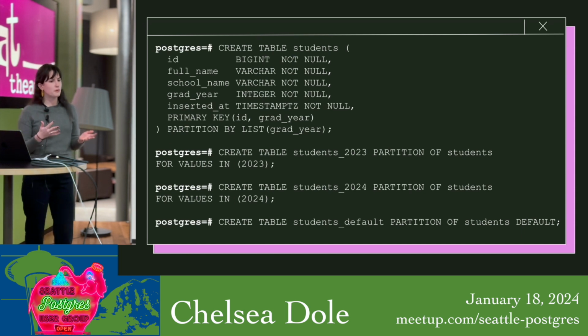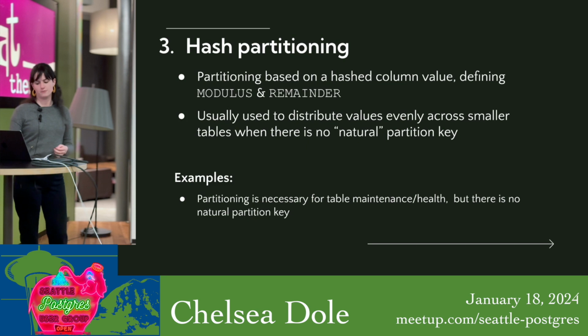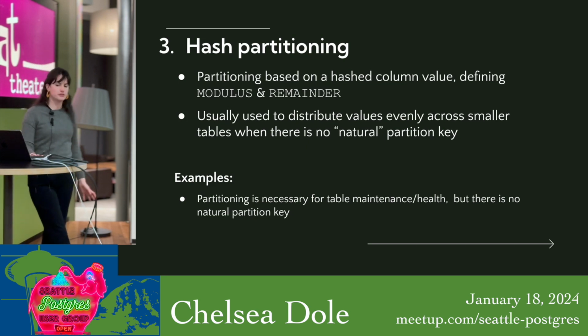So if you create a default partition, let's say I try to add a value with a grad year of 2025, there's no explicit partition, but it would go to default. And I'll mention some of the potential anti-patterns with that later on. Hash partitioning is the third and final built-in way.